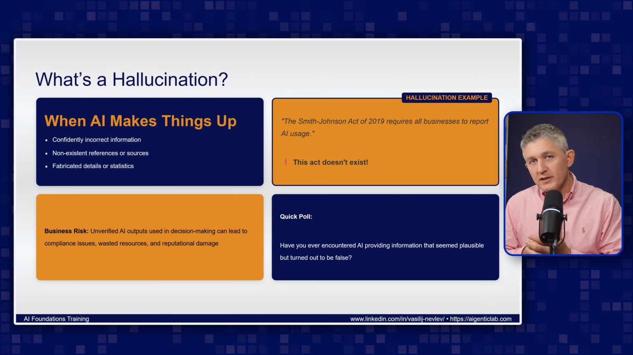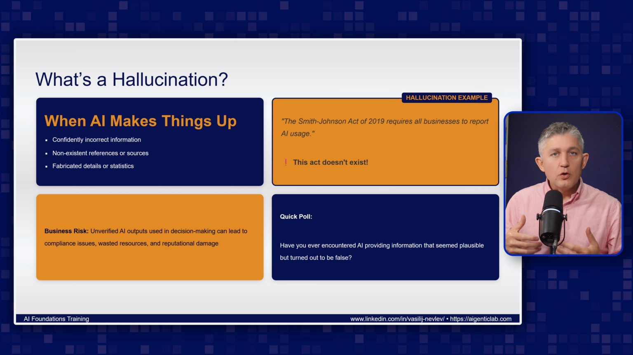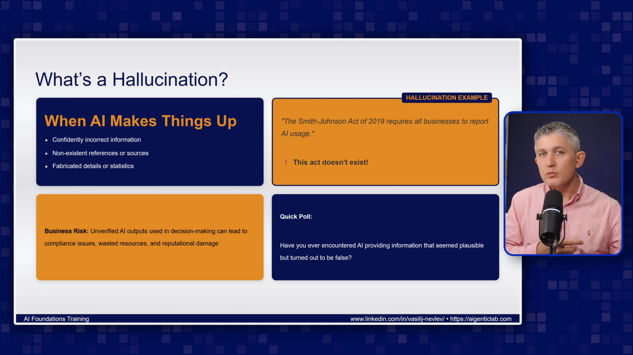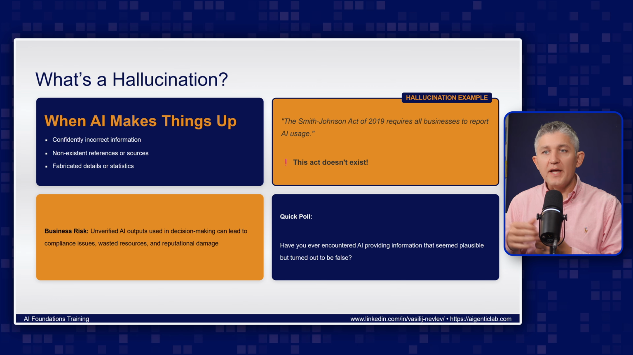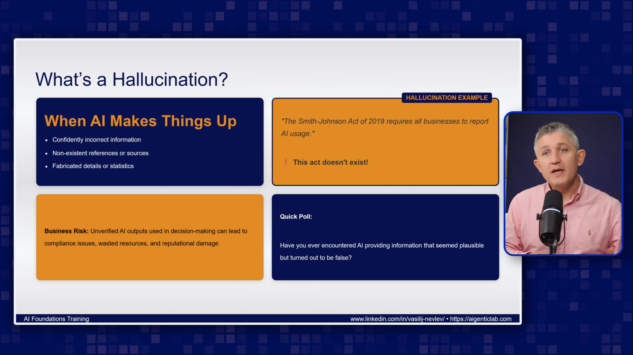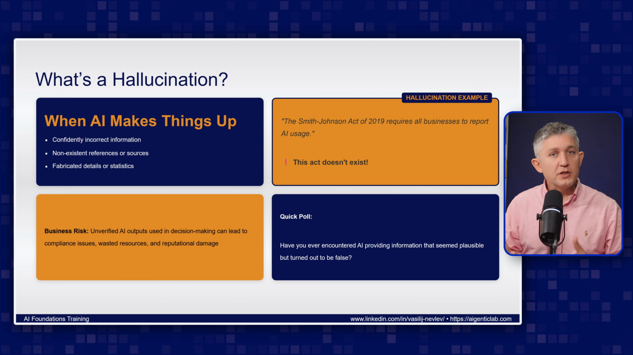AI is like that. It often tries to gaslight. It often tries to convince you with full confidence, reasons and logic. Remember that example of 9.11 bigger than 9.9? That creates risk for your business. Any unverified AI output that's used for decision making can lead to compliance issues, wasted resources, and reputational damage.